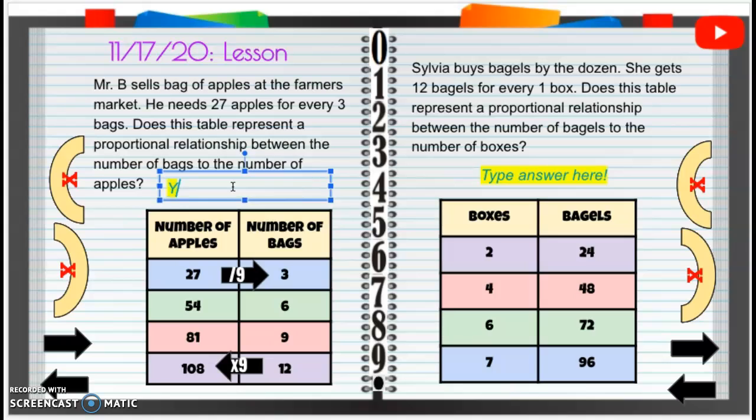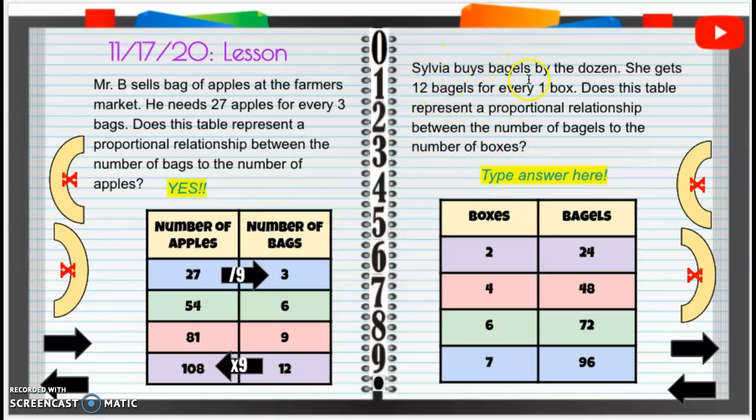So our answer here is yes. This table is correct. It is proportional. It does show a relationship. So all of these arrows are the correct pattern. There's not one that's missing. All right, let's take a look over here.